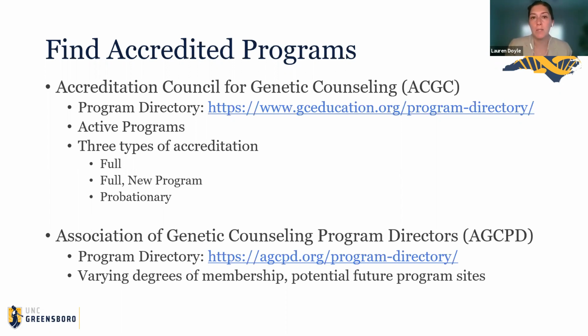Basically, the probationary status just means that through the course of review, there's something that came up that requires additional attention and additional intervention. And so the institution is working on making sure that all of the standards can be met appropriately. You'll also find a program list on the Association of Genetic Counseling Program Directors website, or the AGCPD.